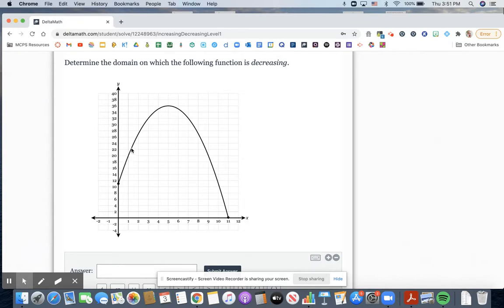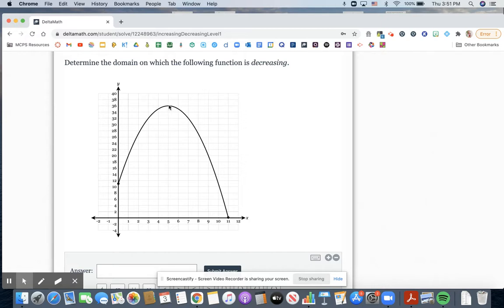My cursor is going up right now, so that means it's increasing. I need to know when it's decreasing. So I need to pay attention to when I'm following the graph and my cursor starts to go down. I see now that my cursor is going down on this right side of the graph. So I just need to figure out where exactly did it start to decrease. So again, if I'm following it from left to right, I see that at this peak here is where it begins to go down and decrease.